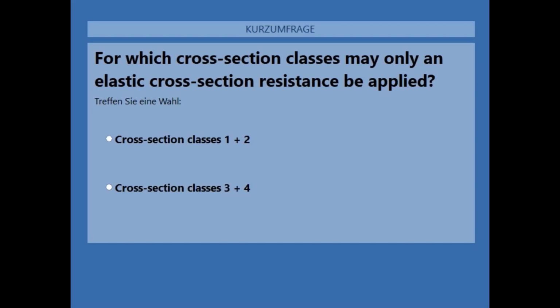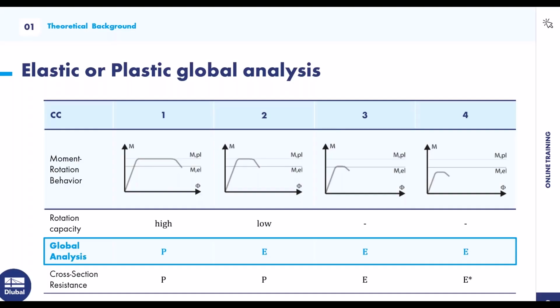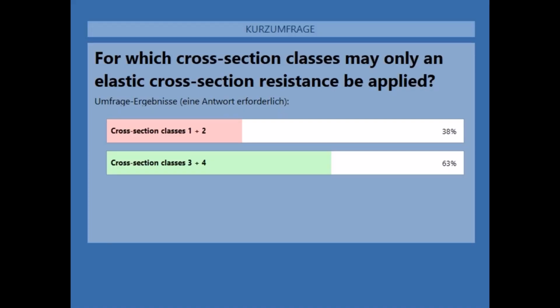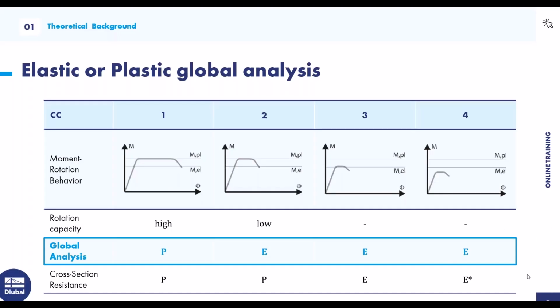I wait some seconds, and now I close the survey. So yeah, most of you selected the right answer. I showed the slide again. Yeah, cross-section classes 3 and 4.